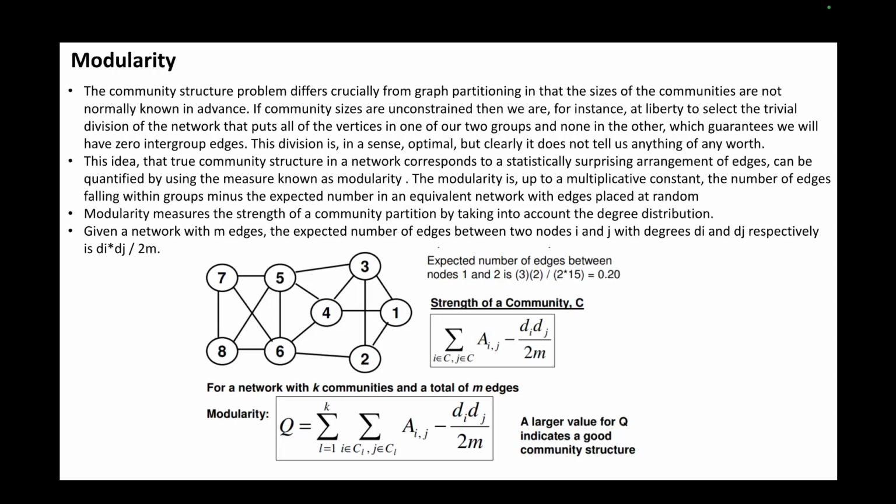Modularity measures the strength of a community partition by taking into account the degree distribution. Given a network with m edges, the expected number of edges between two nodes i and j, with degrees di and dj respectively, is given by di dj by 2m. So this is basically the modularity formula. You sum it across, you partition, and you check the modularity score. If the modularity score after the partition is more, then it's a good partition. If it is not, then the previous partition was better, and this is not a good partition. So a larger value of Q will indicate a good community structure.